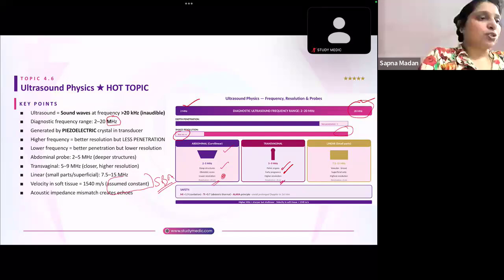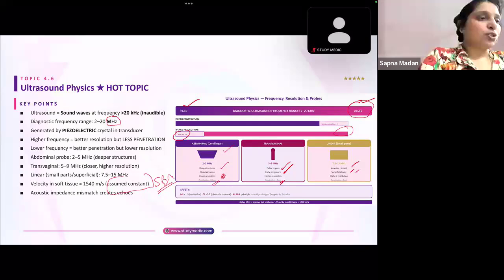A linear probe is usually used for smaller parts or superficial areas like the breast and the thyroid, etc. Okay, the frequency is 7.5 to 15 megahertz. So for breast and thyroid, it is only going to measure superficially. It has the highest resolution and the penetration is around 4 centimeters.